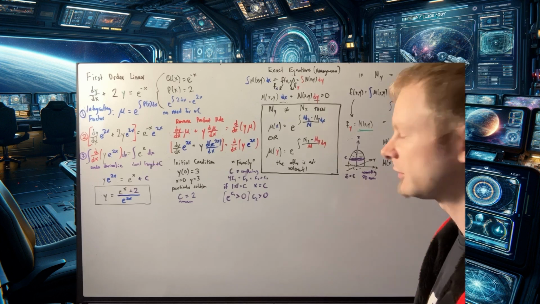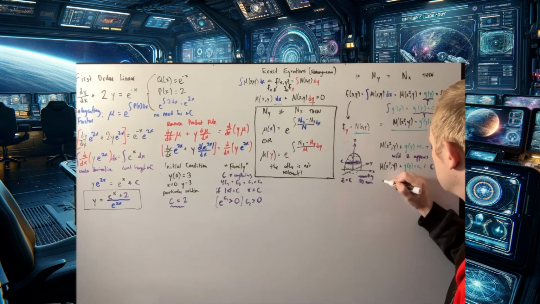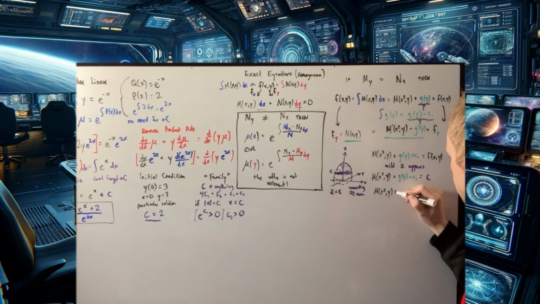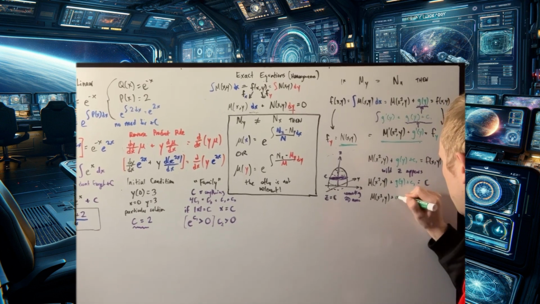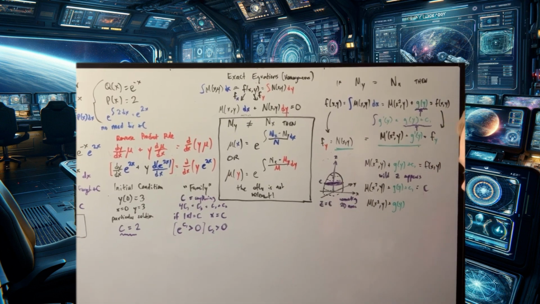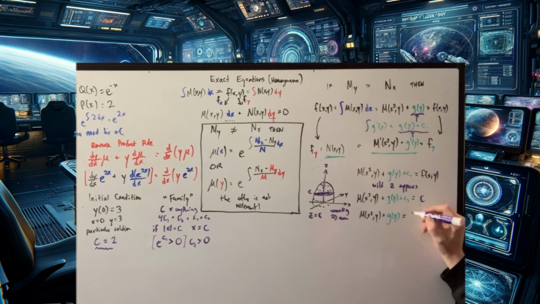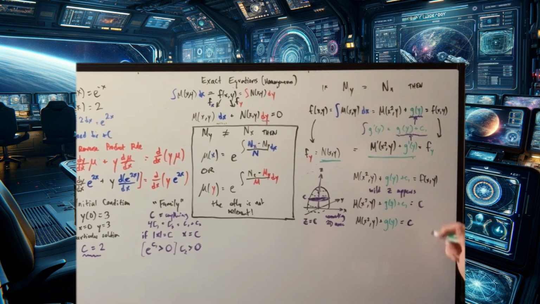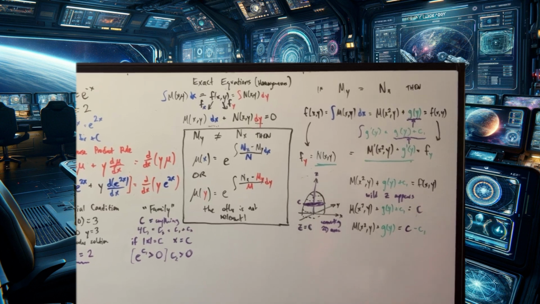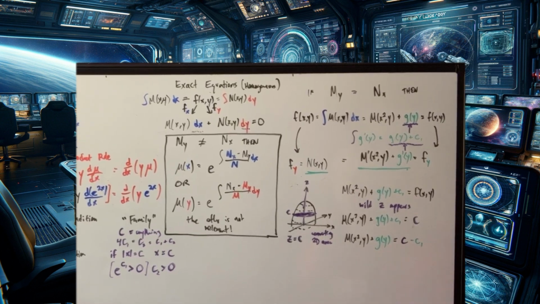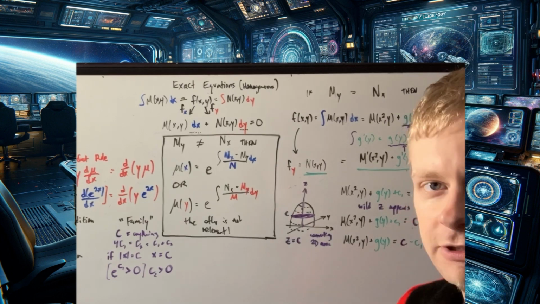Now, in order to finish our equation and get our final answer, all we have to do is take our M x squared y plus the g(y), and then set that equal to the c on the right side minus the c on the left side. And of course, you can call this a c2 or something. So this is going to be our final answer for the exact equations.